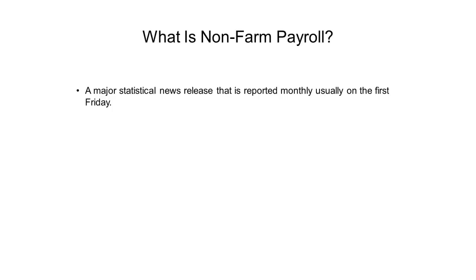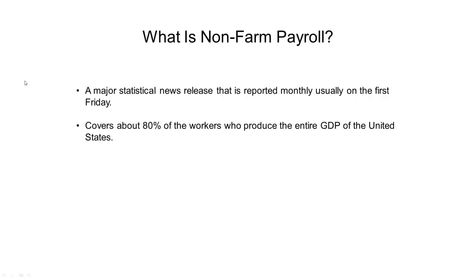So let's talk about what is non-farm payroll. Well, it's a major statistical news release. It comes out once a month, usually the first Friday of the month. Sometimes they'll reschedule it, but most of the time it's the first Friday of the month. So you always want to be careful that you're aware of that event. You can go to Forex Factory, or you can use our Informer tool to see when it comes out.